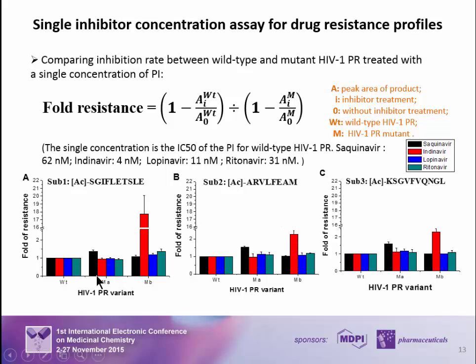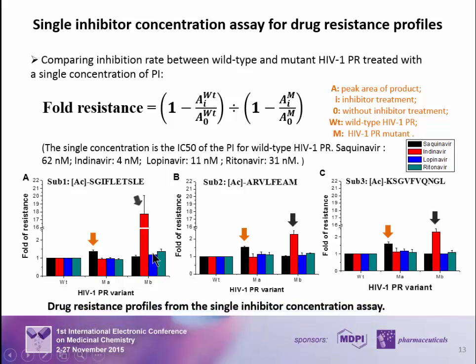mutant A, the middle one, shows an increased fold of resistance to saquinavir, the black bar, no matter which substrate was used, and mutant B shows an increased fold of resistance to indinavir, the left bar, no matter which substrate was considered. So this result suggests mutant A is resistant to saquinavir, and mutant B is resistant to indinavir. And neither mutant A nor mutant B showed obvious resistance to the other two inhibitors, lopinavir and ritonavir.